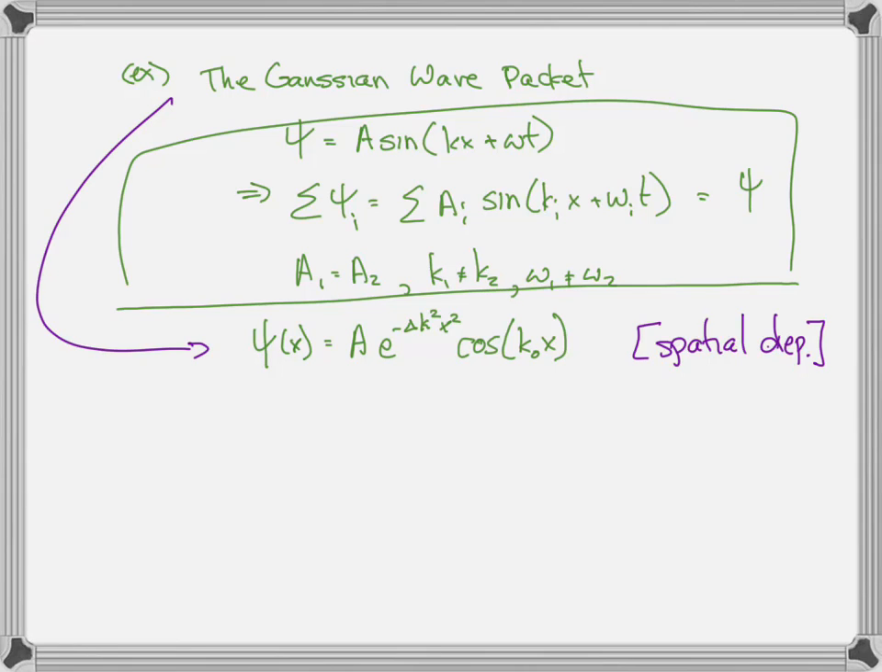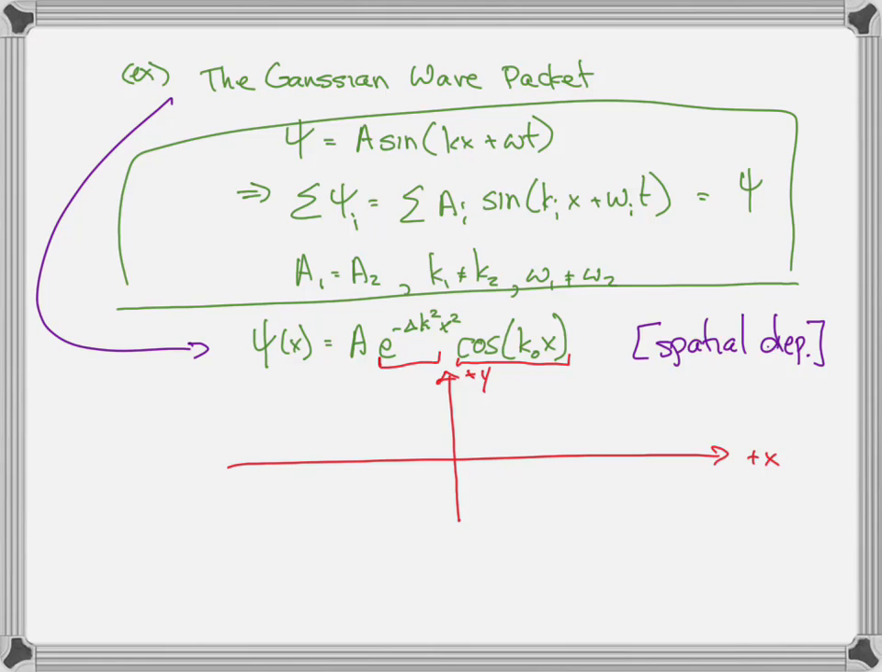Again, it's the spatial dependence, which says what it looks like in space at an instant in time. It's just a new example of a wave packet that's actually localized, in the sense that it goes to 0 at x equals infinity, at its tail ends. So what does a Gaussian wave packet look like? This is an envelope term, and this is the oscillating term. So we have some amplitude A, an envelope term and an oscillating term.